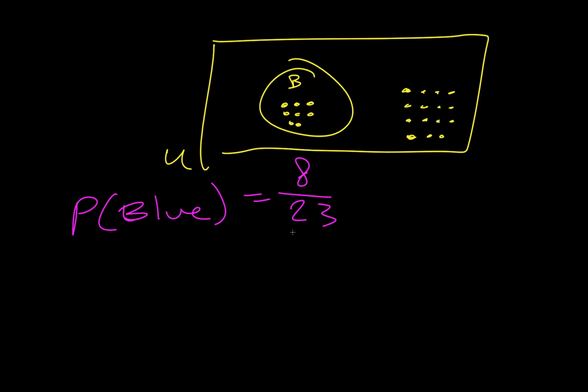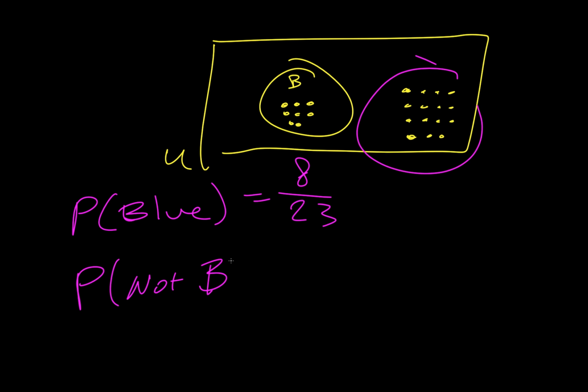Okay? Now, does not have blue eyes. So that's just going to be everything else. So it's just going to be these dots, which are 15. Not blue. So that's 15 out of 23.